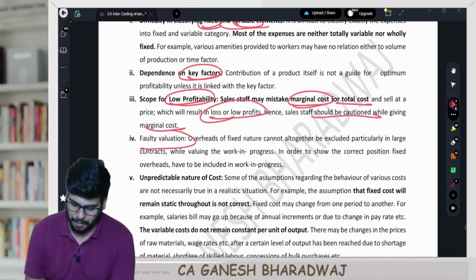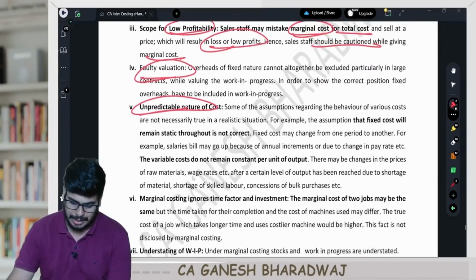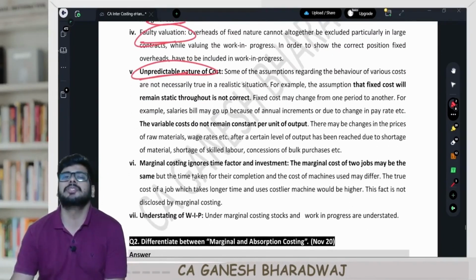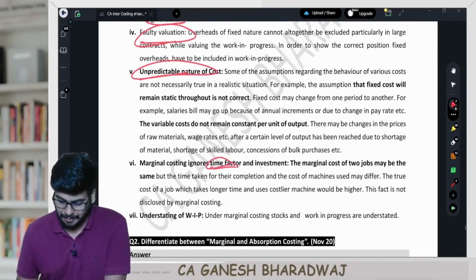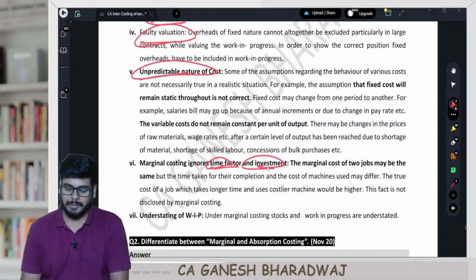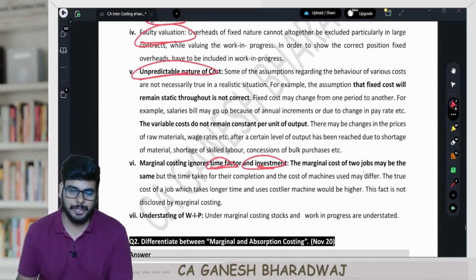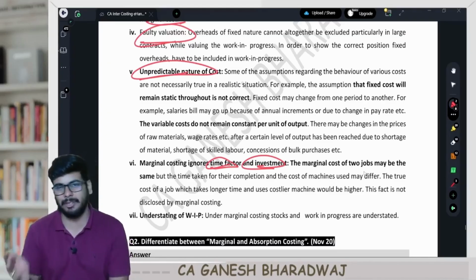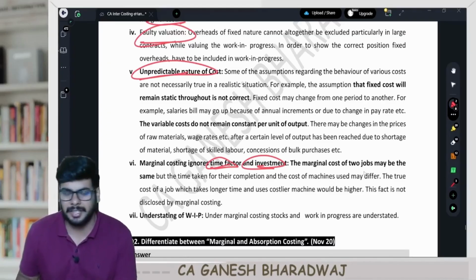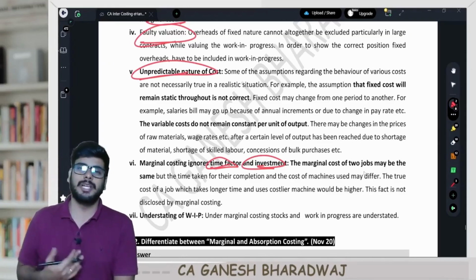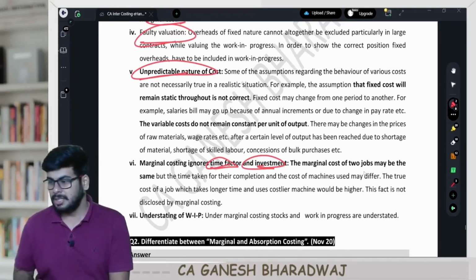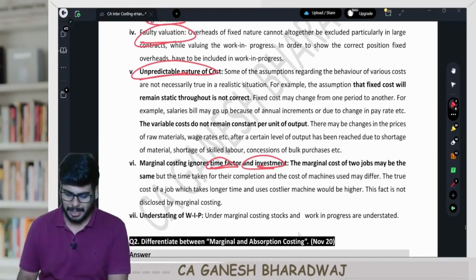And it can result in faulty valuations, unpredictable nature. They have just given some basic things. Marginal costing ignores the time factor and investments. Basically, a particular job A might take 6 months to complete, job B might take only 4 months to complete. They are not comparable assets. All this time value of money, we don't consider in short-term decisions. Generally, if a decision is taken for a period of more than a year, we do it under financial management. So they are mentioning it as a disadvantage for the sake of doing it.